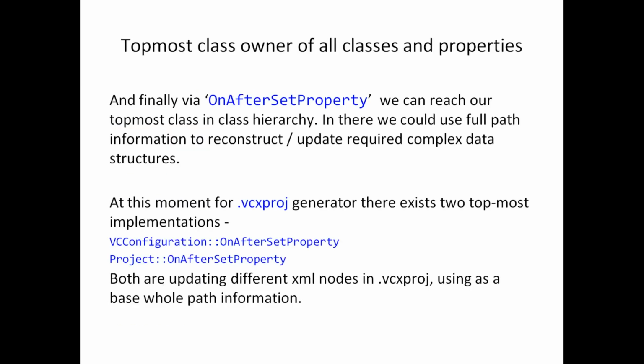And finally the function call sequence actually reaches the topmost class with its own implementation of on after set property, and that one could perform some additional updating of XML nodes or any kind of serialization which it needs. As a base we use the path information which was provided in that vector of steps.